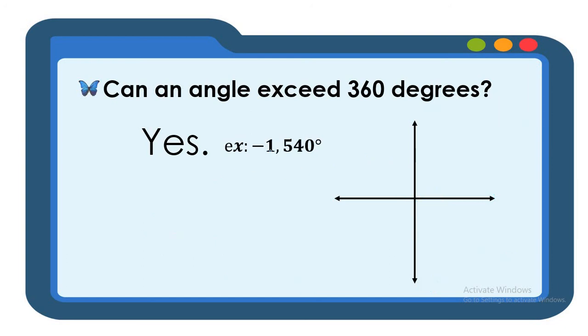Another example, let's have a negative angle exceeding 360 degrees, which is negative 1540. Another strategy we can do is to divide this one by 360 and the remainder will be the angle that you're going to draw.